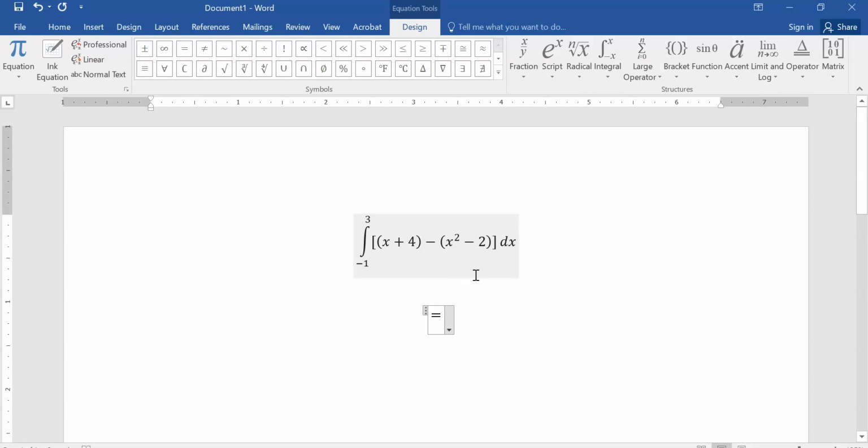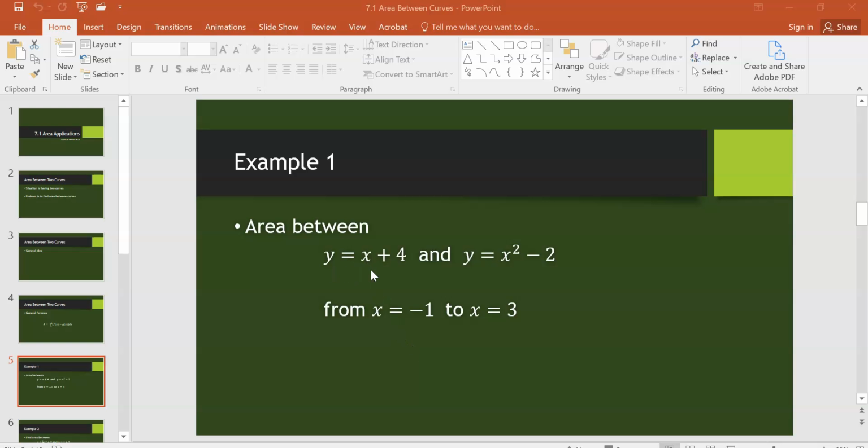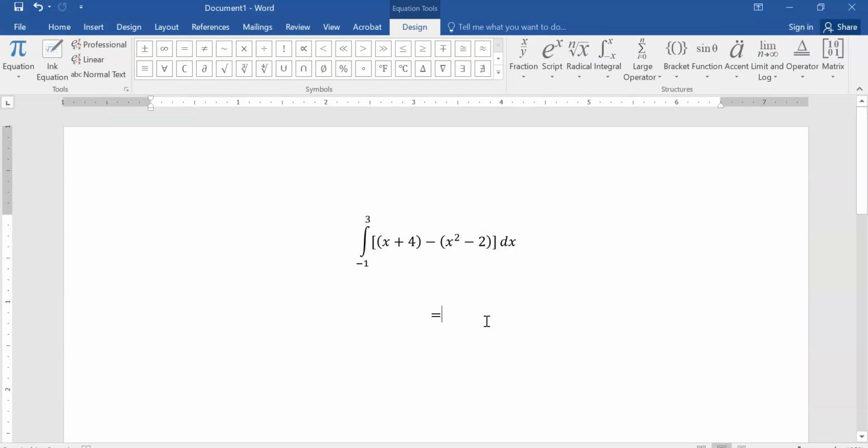We could do this by hand, or what we're going to do in this class, especially in chapter 7, is we're going to integrate utilizing our calculators. So we're going to pull out our calculators and we're just going to type it in, integrating from -1 to 3, x plus 4 minus x squared minus 2. I do have to be a little bit careful about the parentheses and getting those right. All right, so we're just checking again: y equals x plus 4, y equals x squared minus 2, and we integrate that using our calculator.